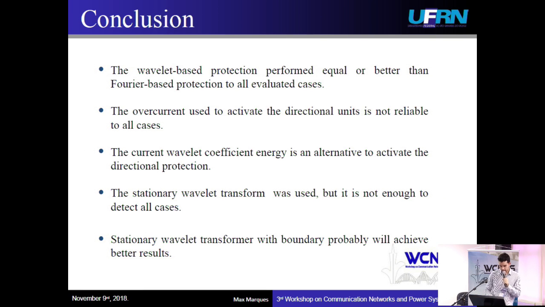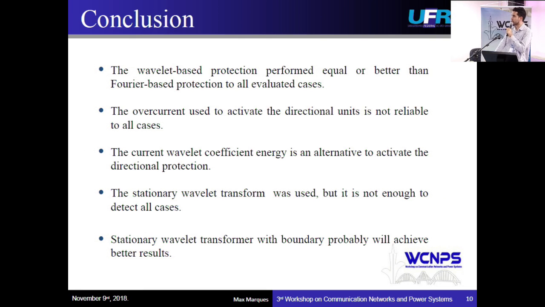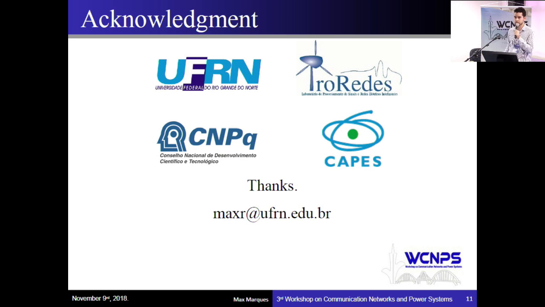So, it's evident that the wavelet-based protection performed equal or better than Fourier-based protection in all evaluated cases, and the overcurrent used to activate the directional units is not reliable in all cases. But the current wavelet coefficient energy is a new alternative to activate the directional protection. The stationary wavelet transform was also tested, but it is not enough to detect all cases. However, the stationary wavelet transform with boundary effect will probably achieve a better result as an activator. Thank you.